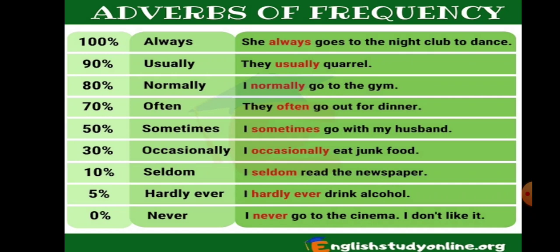When the frequency of an action is 100%, we use always. When 90%, we use usually. They usually quarrel. When it is 80%, we use normally. I normally go to the gym. When it is 70%, we use often. They often go out for dinner.